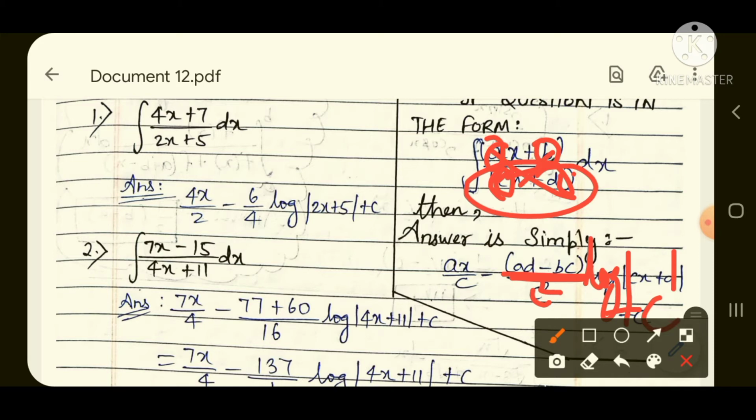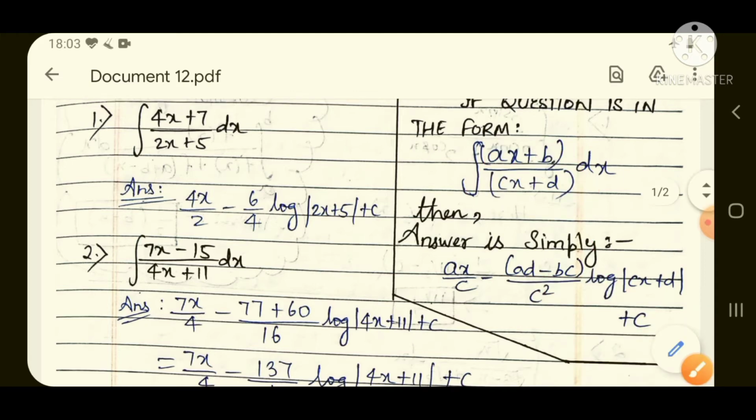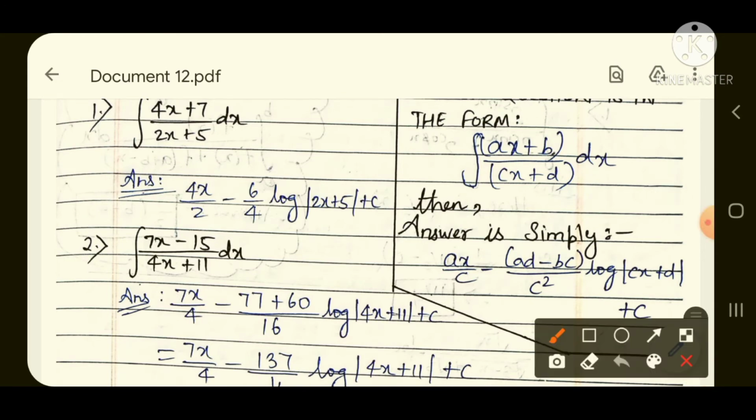So for better understanding, I will take a few examples so that it stays in your mind for a long period of time. Now let's move to the examples. Our first example is here. Integration of (4x plus 7) by (2x plus 5). This is our example number 1. So here the answer is simply, what we need to do first is ax by c. Here ax is 4x and c is 2, so it will become 4x by 2. And after that, what is the answer? Minus. So here also we will put minus.